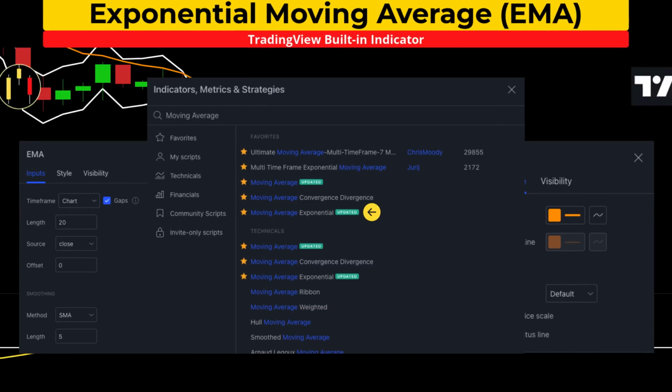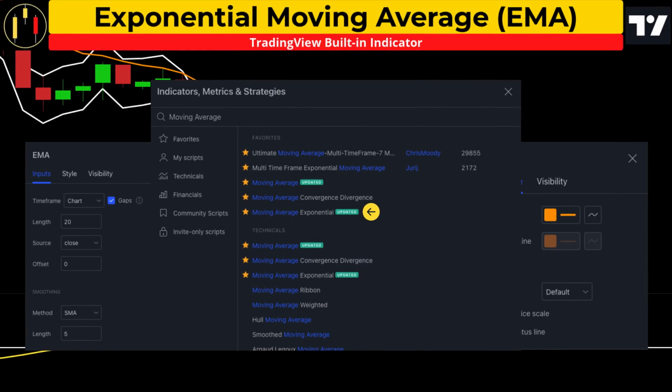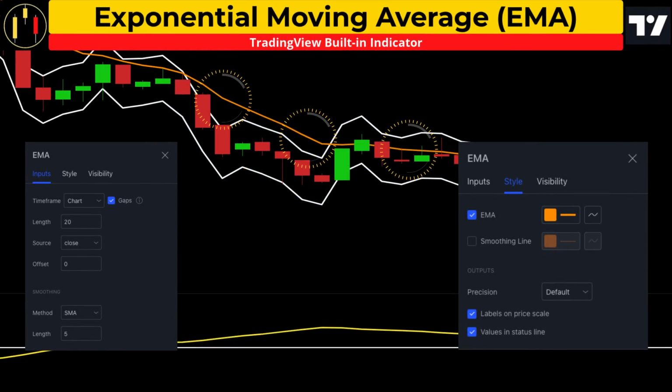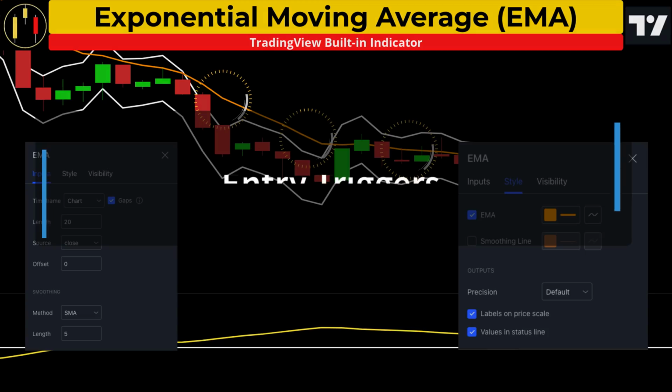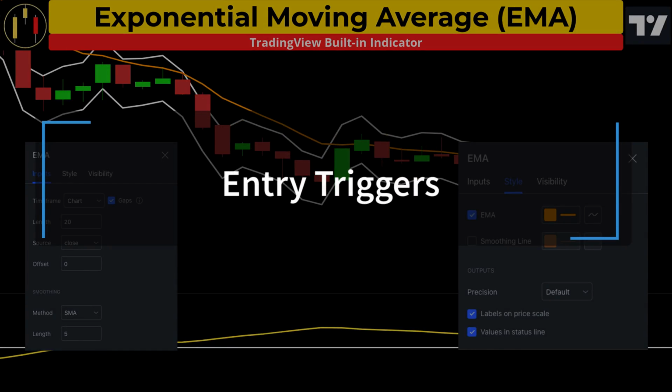The second free TradingView indicator is the Exponential Moving Average, or EMA. The length will be set to 20 and colored in orange. The 20 EMA will be used for entry triggers.